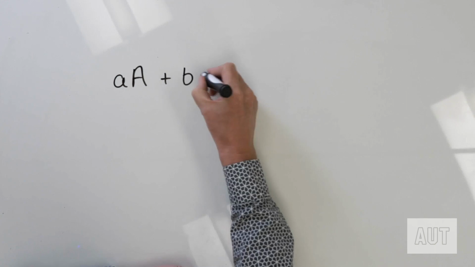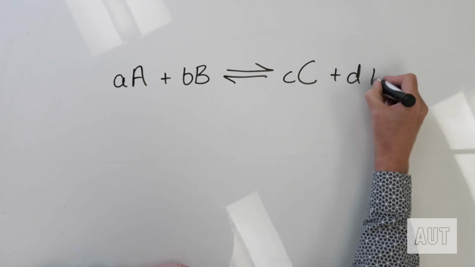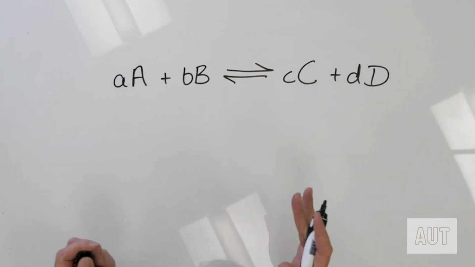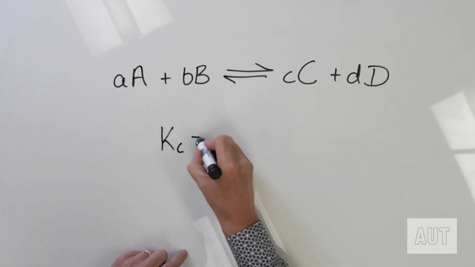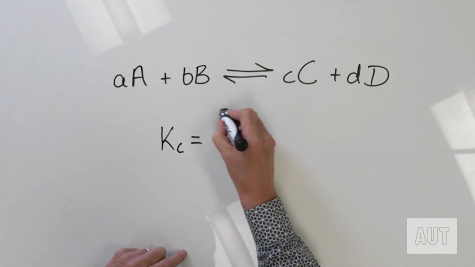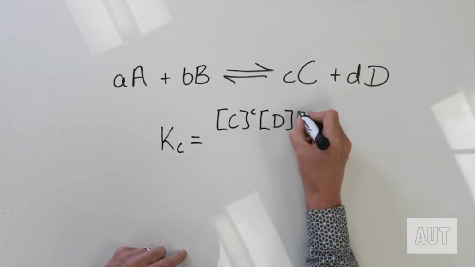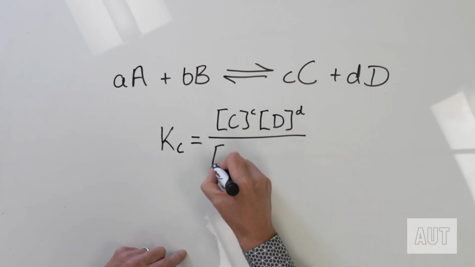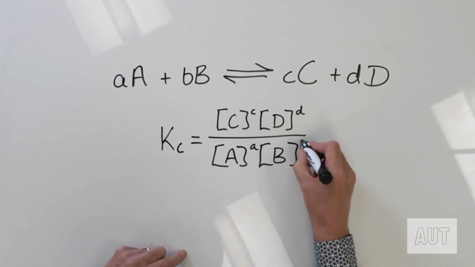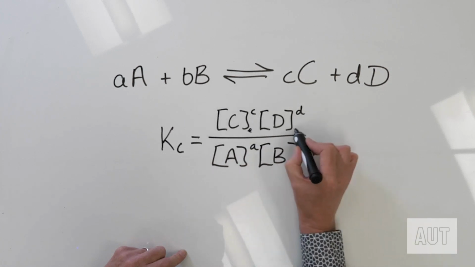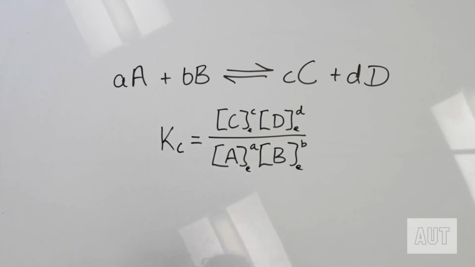A moles of A plus B moles of B in equilibrium with C moles of C plus D moles of D. Okay? If we've got that particular general equilibrium, then we can write Kc for this as being concentration of big C to the power of little c, concentration of big D to the power of little d, over concentration of big A to the little a, concentration of big B to the little b. And we can put little equilibrium e's there just to show that those are equilibrium values.